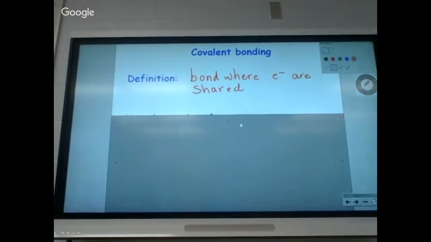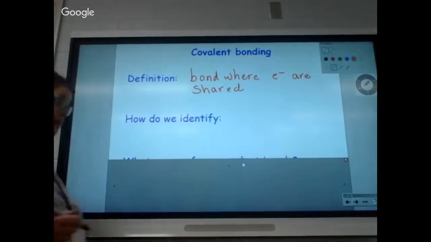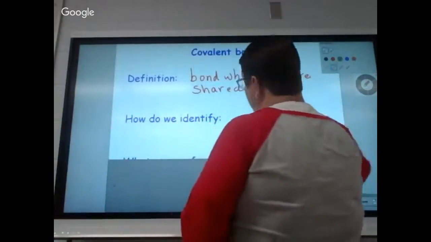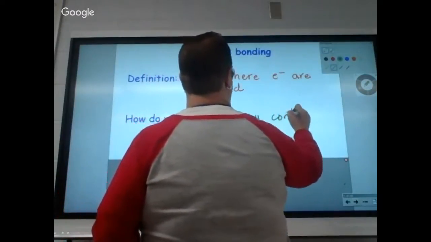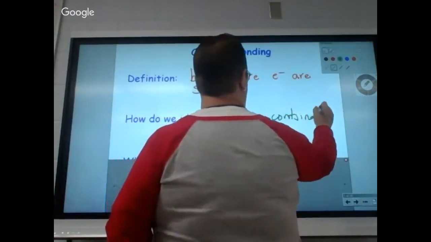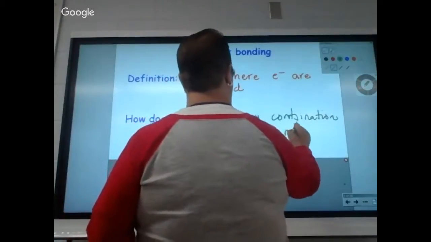Now, we need to be able to recognize covalent bonds because you have no idea which elements on the periodic table share electrons. So, how are we going to be able to find who shares? All right? Something to do with that. Something to do with what? No. Nope. Okay. Any combination of non-metals.